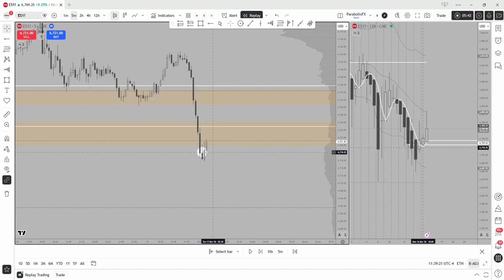So in order for me to take the long, I am asking myself the question, does this buyer's effort get rewarded? And what that would mean is that the price would close above that buyer, signifying that that buyer's effort has been rewarded. That's the one way that I'm looking to take the trade.